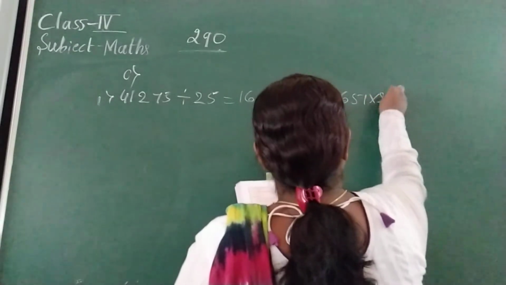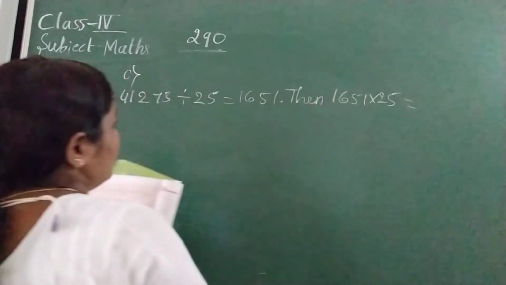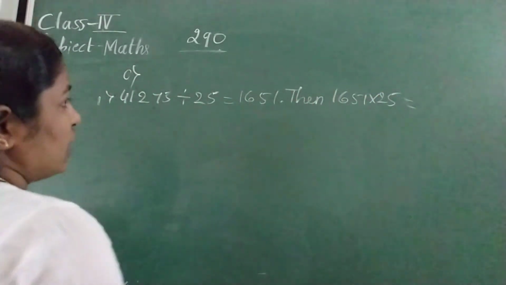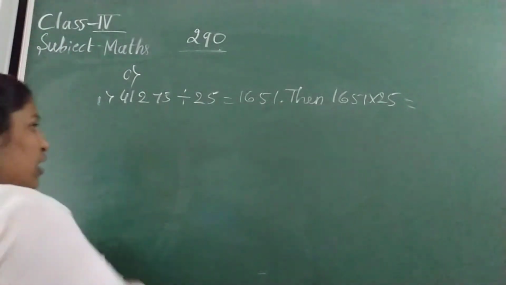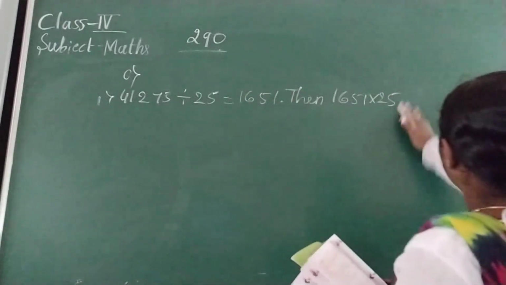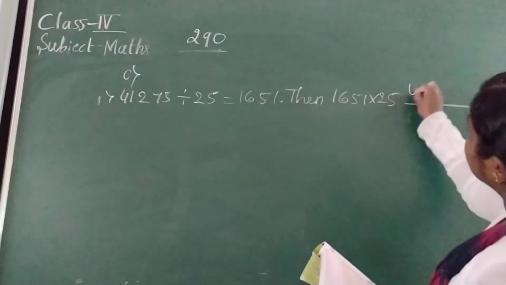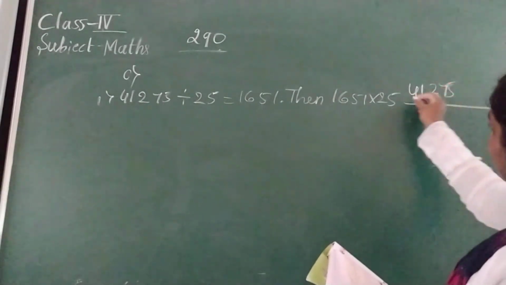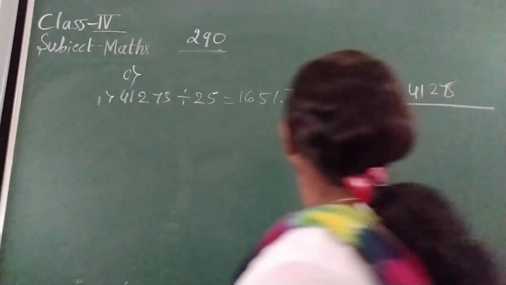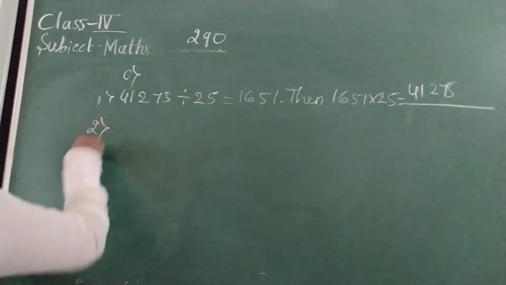Then 1651 into 25 is equal to, this is the multiplication or division fact. Quotient into divisor is equal to again the dividend. What is the answer? That is dividend, 41,275. Okay. Next, second one.